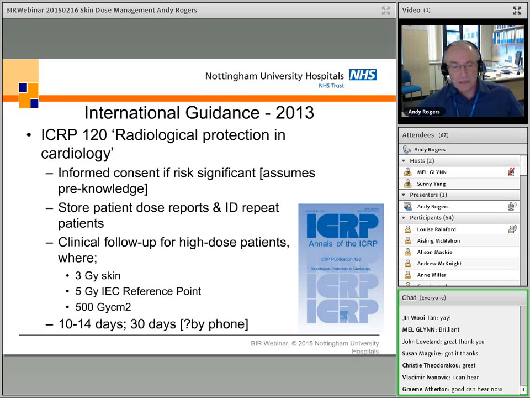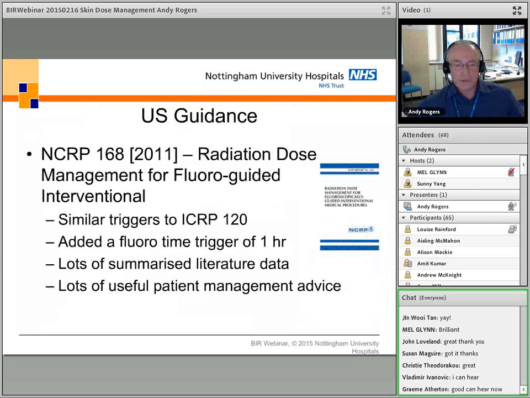We've still got the 2 weeks follow-up with a further one at 30 days. And actually, it does suggest that maybe you could do this by phone. Makes life a lot easier than everyone coming back to your practice.